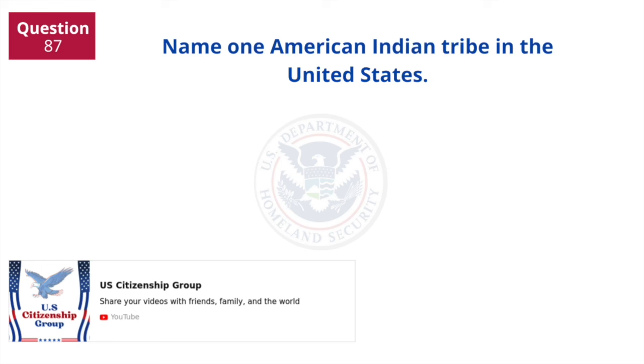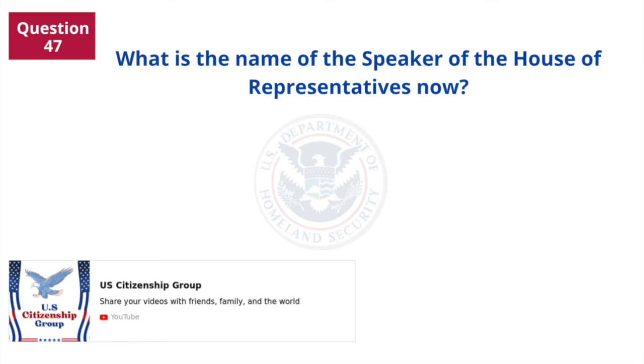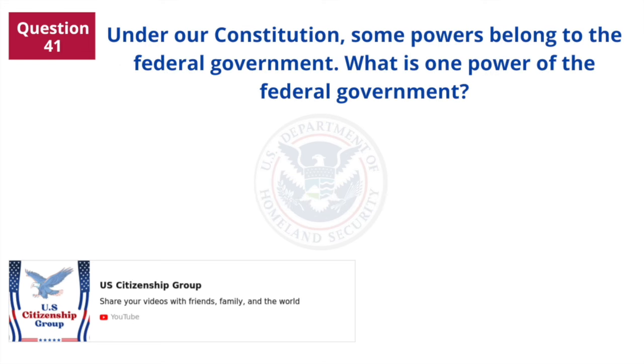Name one American Indian tribe in the United States. Cherokee. What is the name of the Speaker of the House of Representatives now? Mike Johnson. Under our Constitution, some powers belong to the federal government. What is one power of the federal government? To print money.